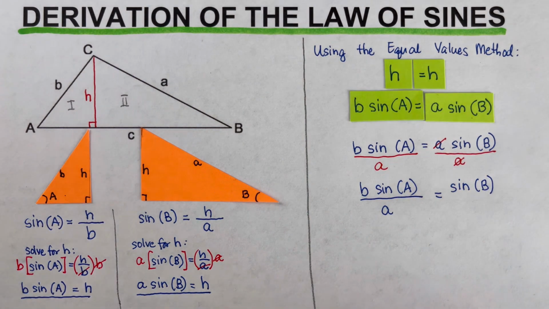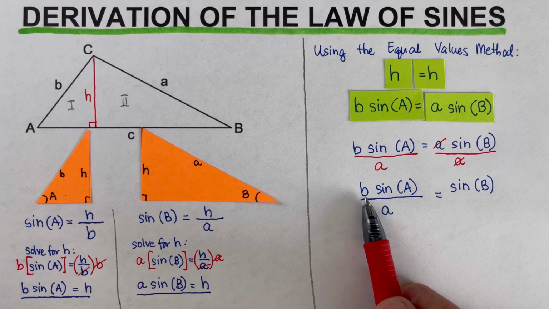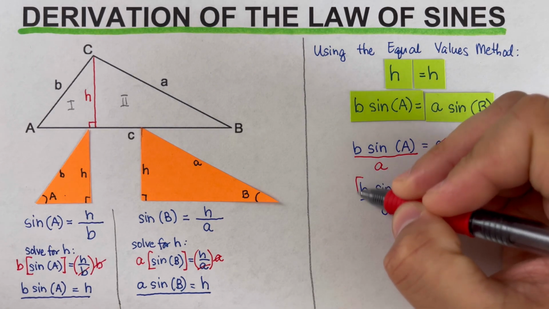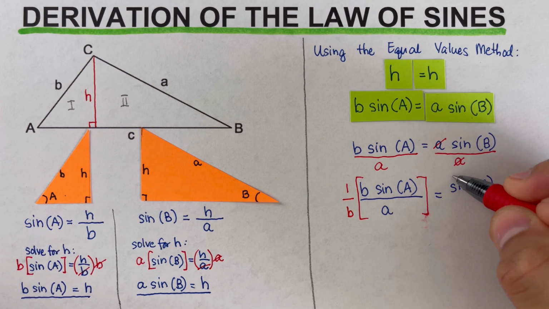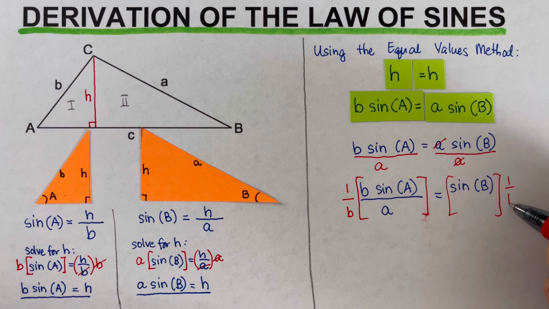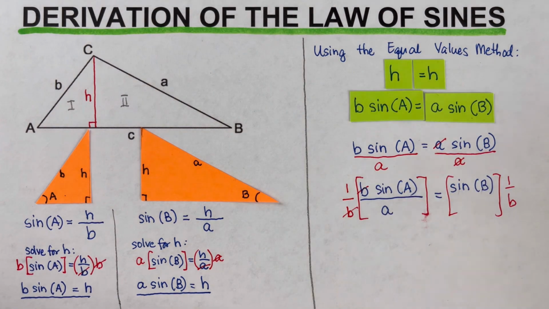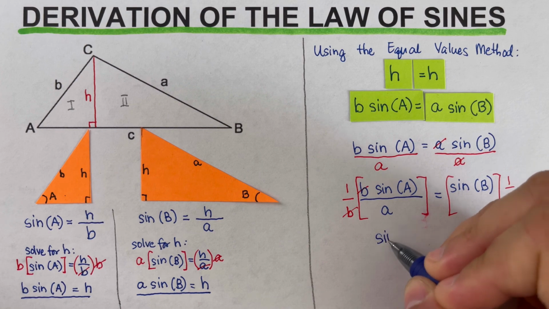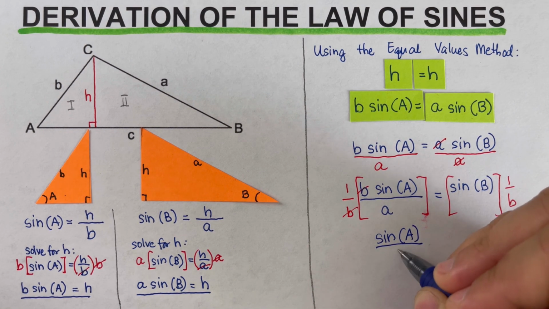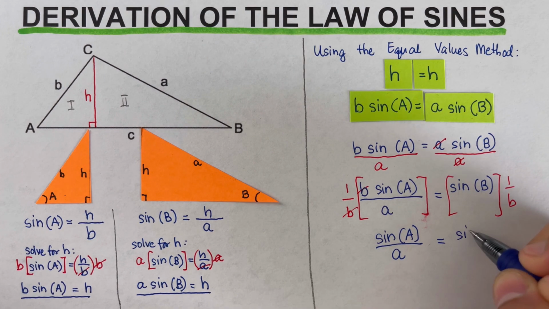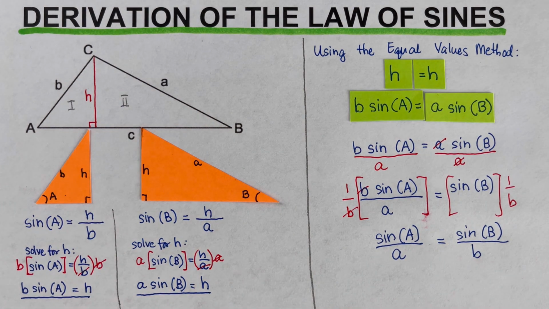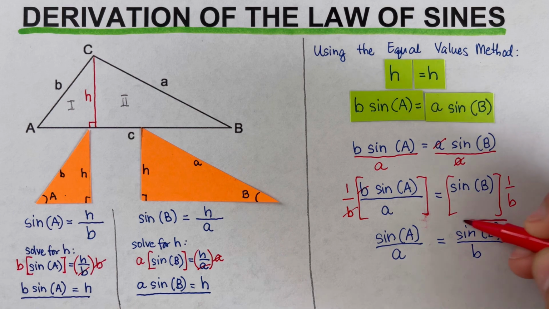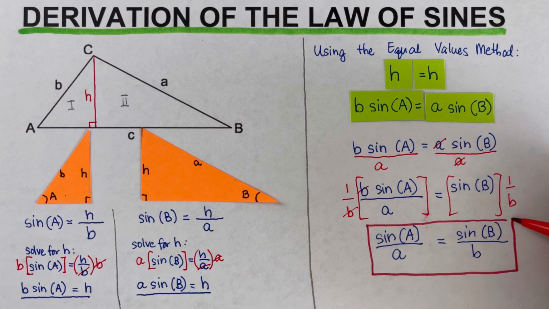Now we are going to simplify it further by multiplying by 1 over B so that we can get rid of the B on this side of the equation. So I will multiply this side by 1 over B, and I can multiply this again by 1 over B so that we can cross the B and the B here. So we are left with sine of angle A over side A is equal to sine of angle B over side B. And as you can see here, this is the equation for the law of sines, or the sine law.